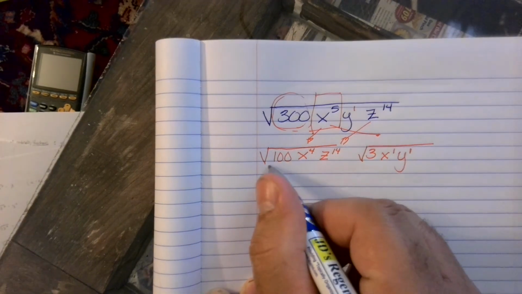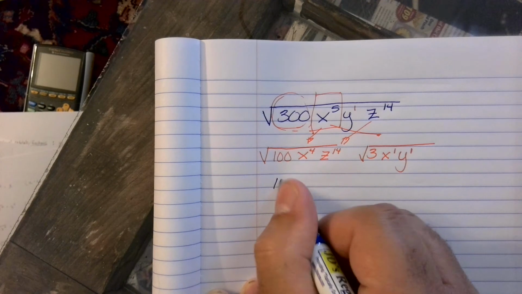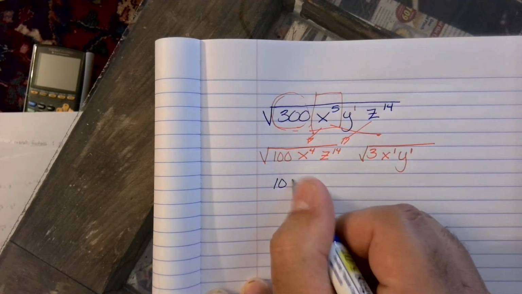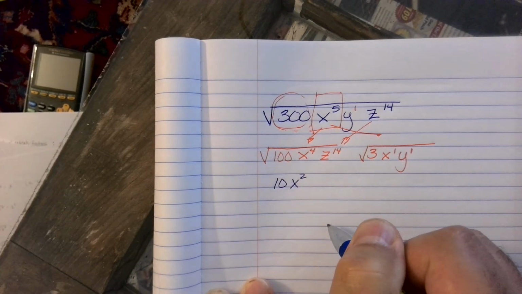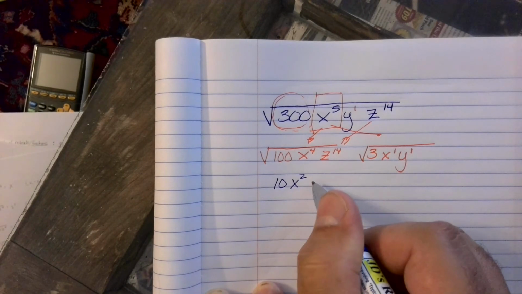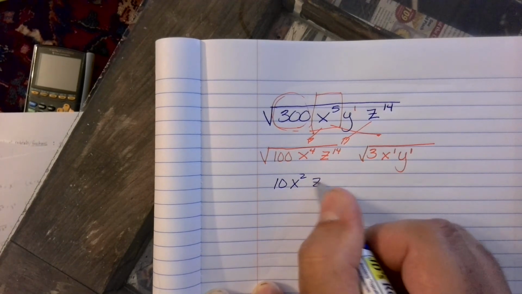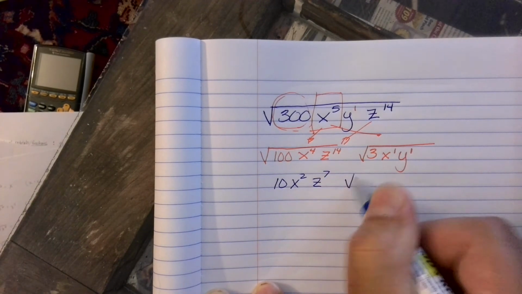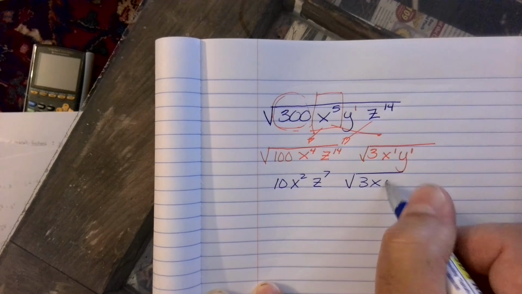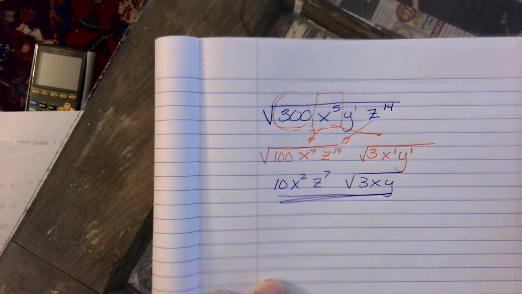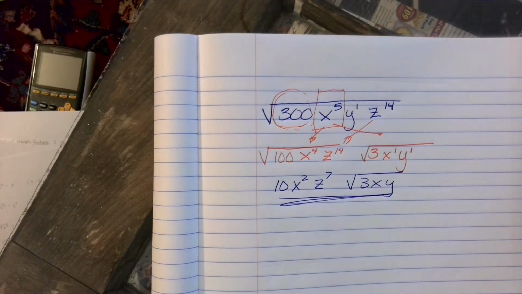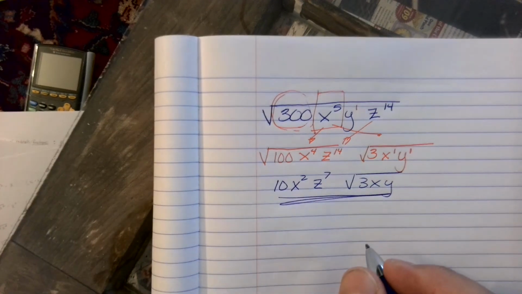Now we could simplify this. The square root of 100 is 10. The square root of x to the 4th is x squared. And the square root of z to the 14th is z to the 7th. And then we could bring down our 3xy. Awesome. That was fun. Let's try another.